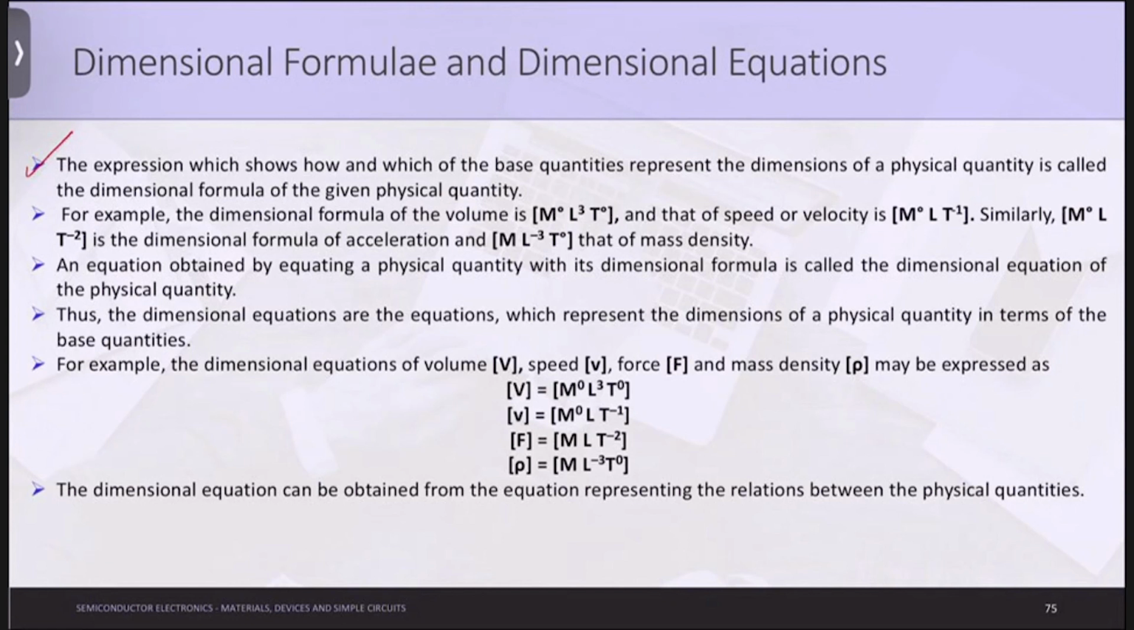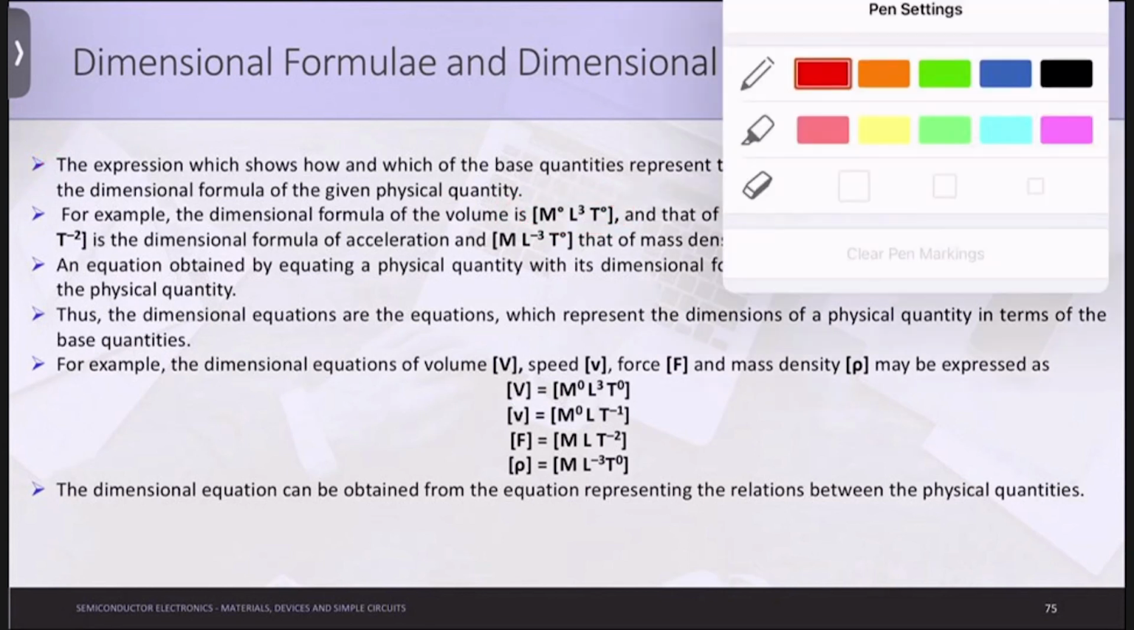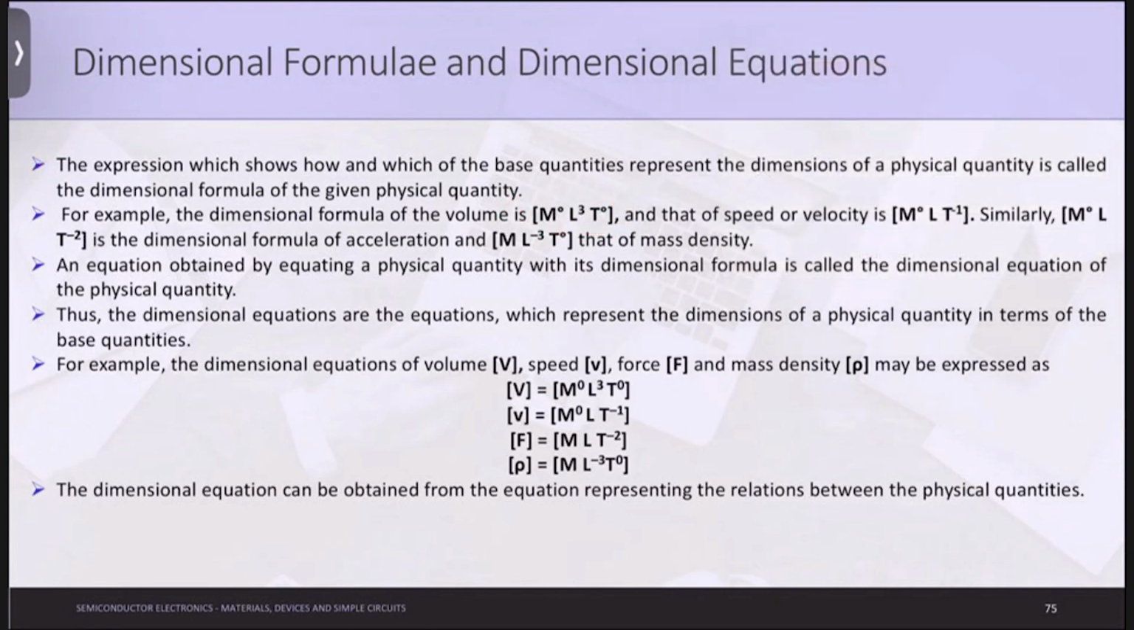So this is basically called a dimensional formula. For example, the dimensional formula of the volume is M0 L3 T0, and that of the speed or velocity is LT inverse. We know it's meter per second. So meter will give you length, and T inverse will give you per second. Similarly, M0 L1 T minus 2 is for acceleration. Why? Because it is nothing but meter per second squared. So it's L1 and T minus 2 is the dimensional formula of acceleration.